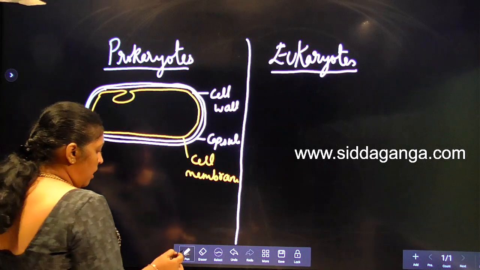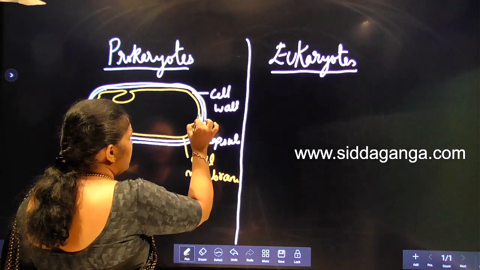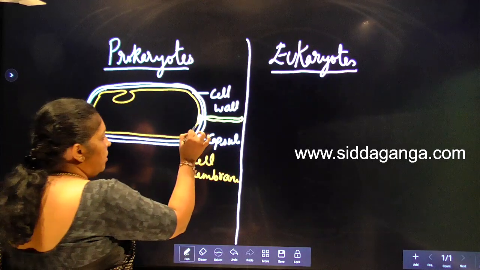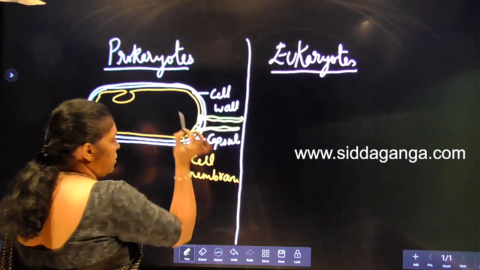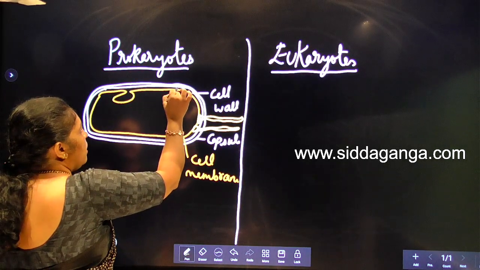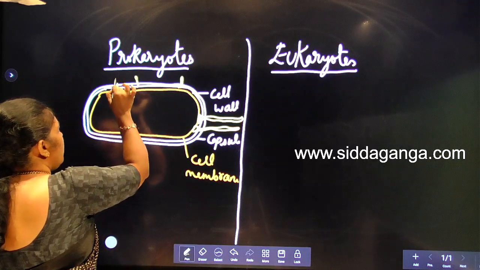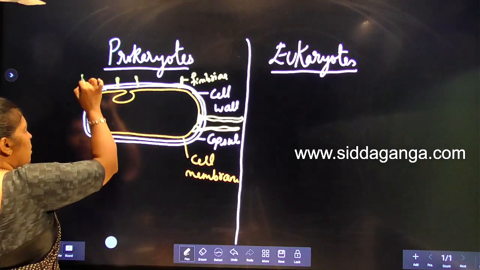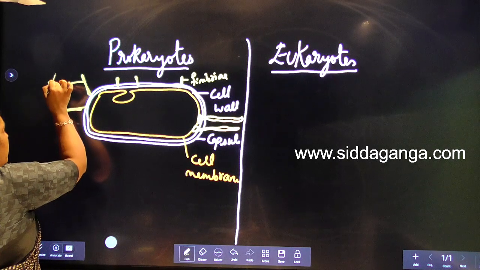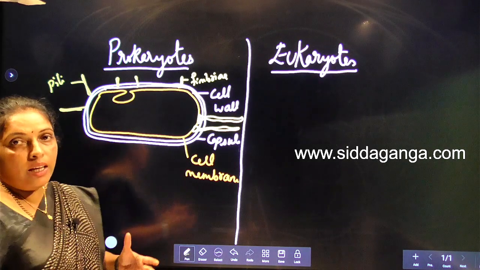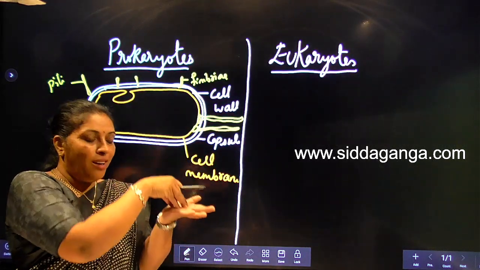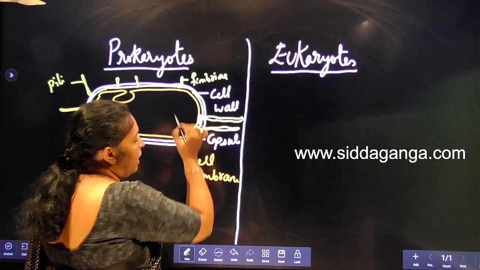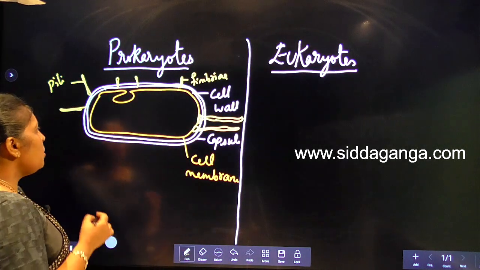Understood? Attached to this cell membrane we see a structure called flagella. If flagella is present, it helps in motility of the prokaryotic cells. Some other appendages are attached to the cell wall. Smaller ones are called fimbriae, and slightly larger ones are called pili. These mainly help in adhering, that is, they help attach to a substratum. But flagella helps in locomotion.